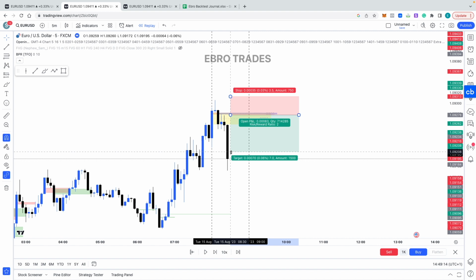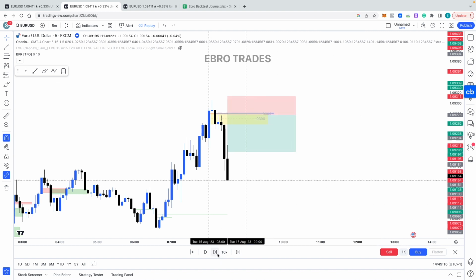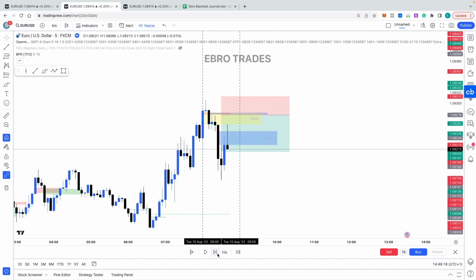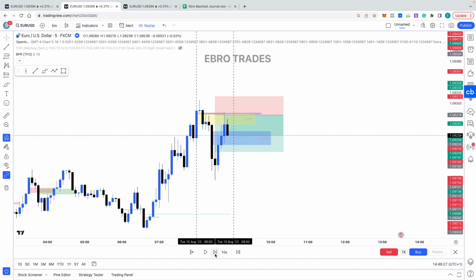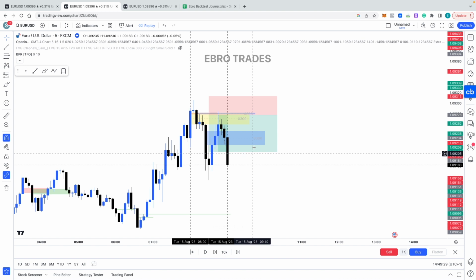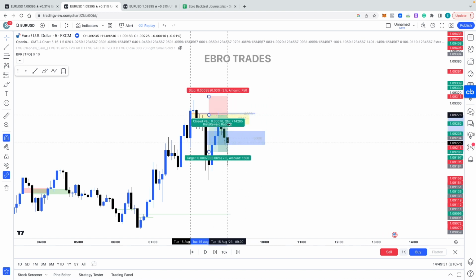Now let's see what happens. So let's see if we get tapped into the trade. Okay, we are now in the trade. We've been tapped into the trade. And let's see what price action goes now. Perfect. And that is take profit hit.